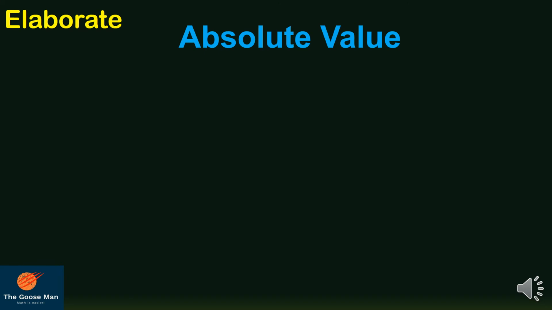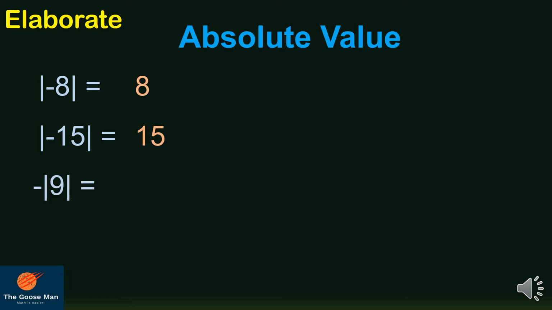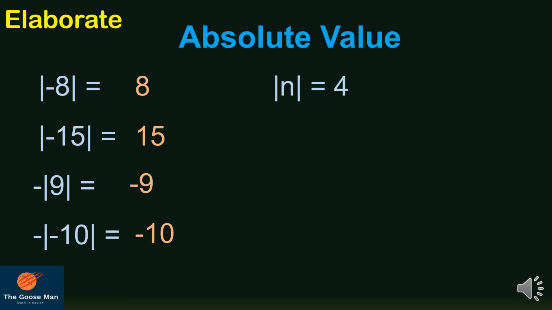Alright, to determine what we have learned from our previous exercises, let's try to solve the following. What is the absolute value of negative 8? And this is equal to 8, correct. Next, absolute value of negative 15 is 15. Negative absolute value of 9 is equal to negative 9. Next, absolute value of negative 10 is negative 10.